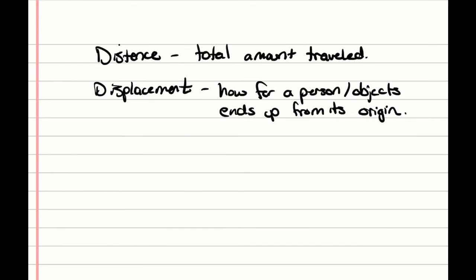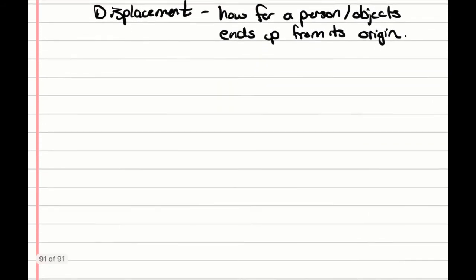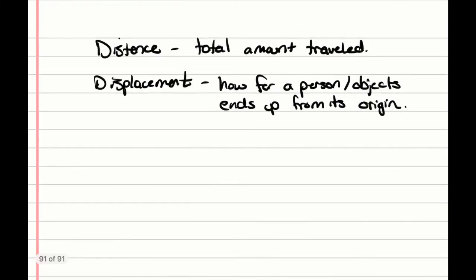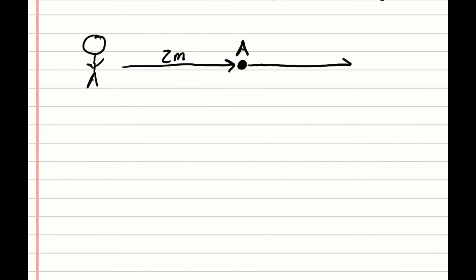So if we're talking about distance and displacement, it can be a little confusing, but it isn't. It is very, very simple. So let's say you have a person that travels this direction 2 meters to point A. Then they travel to this point B, another 2 meters.